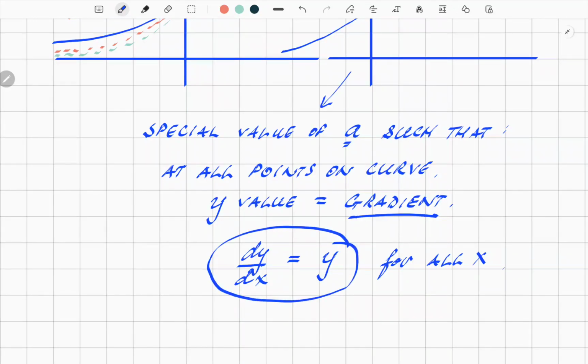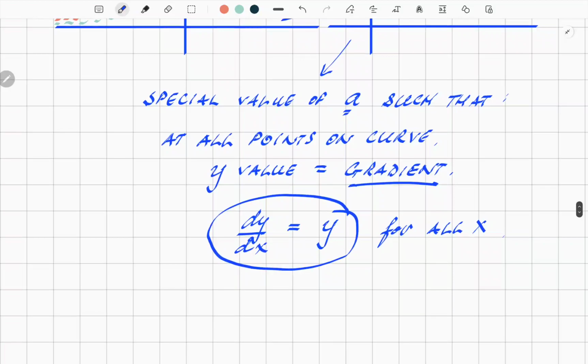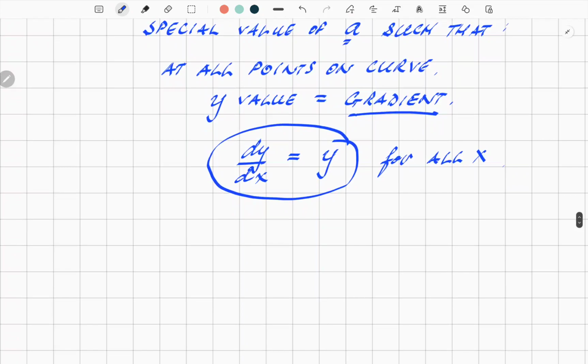And this occurs in nature a lot: radioactive decay, charge on capacitors, and all sorts of other things in nature, populations of animals and things like that. Now, having said all of that, what is this special value of a? We call it e. e to the power x, effectively, and that is defined as y equals e to the power x. That is the special value of a, e.